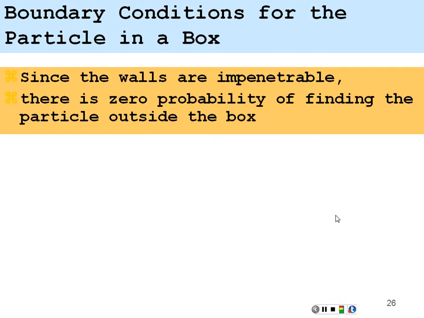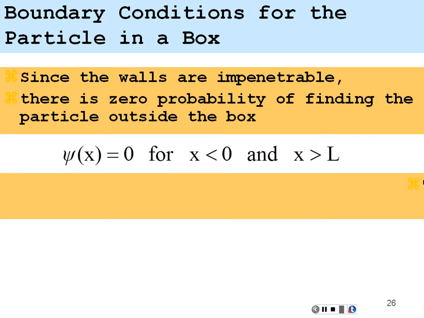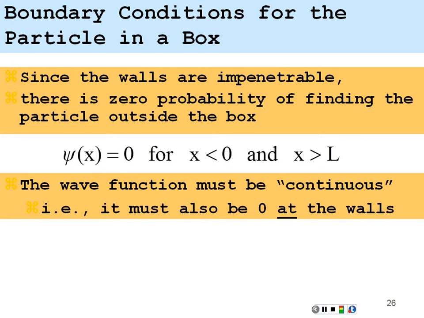Since the walls are impenetrable and there's 0 probability of finding the particle outside the box, we have some constraints here. We're going to say that our wave function is going to be 0 for x less than 0, and our wave function is going to be equal to 0 for x greater than L. Those are limits outside the box. We also should have the wave function is continuous at all points. So if it is 0 outside the box, it should be 0 right at the walls because we cannot have any jumps at those points. It must be continuous at those points from the inside to the outside. So we must have that the wave function is 0 at the walls.